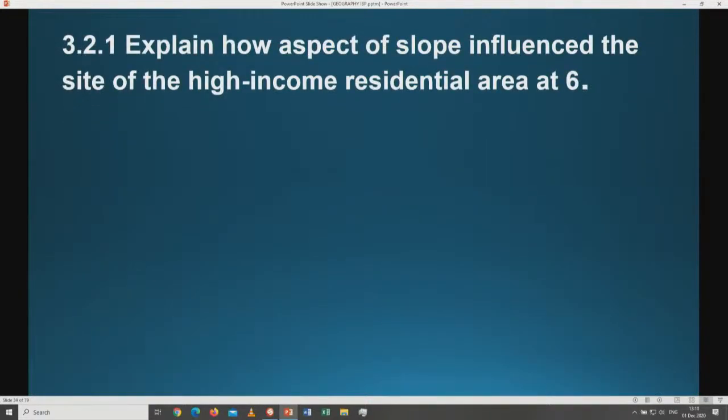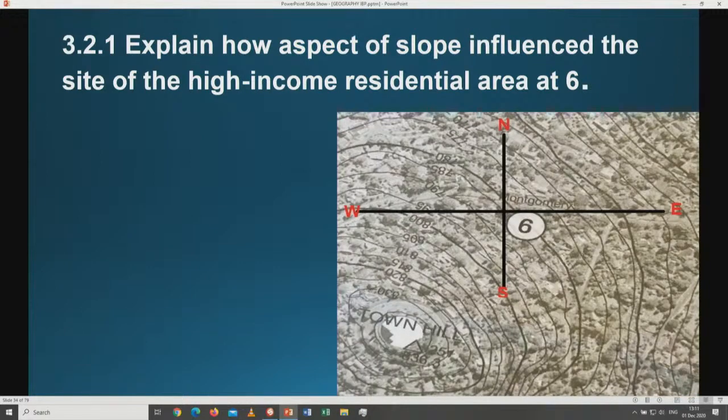The question says, explain how aspect of the slope influences the site of the high income residential area 6. You can see here, remember how to identify that this one is the high income and this one is a low income residential area. What you always look at is the plots of the stands where people are building their houses. If there are small stands, the plots of land, it means that is the low income. If the plots of land are big, it means that is a high income.